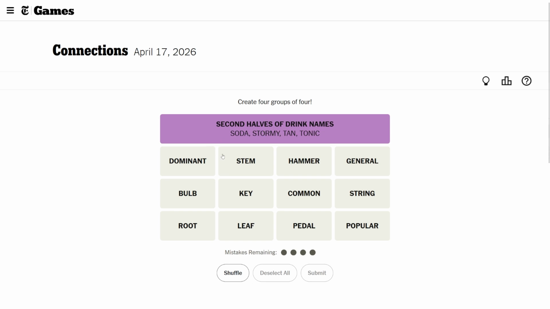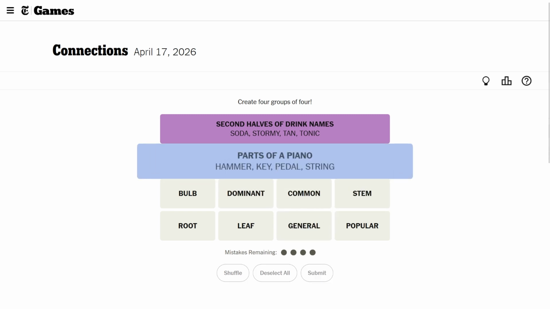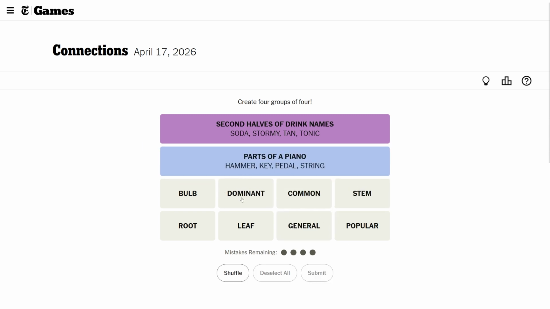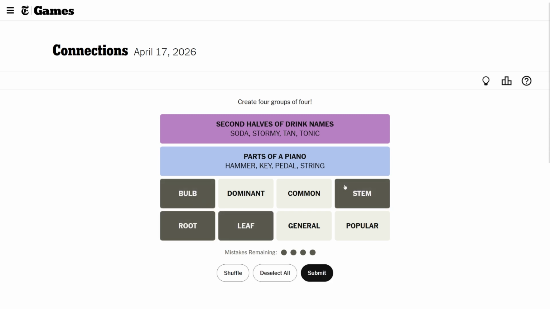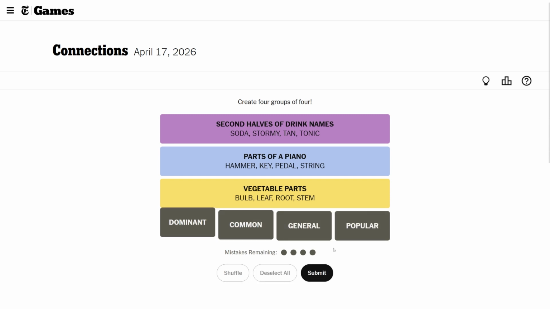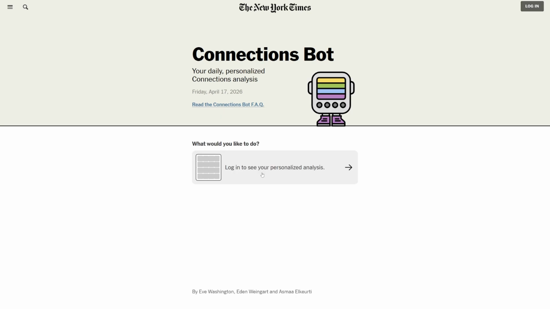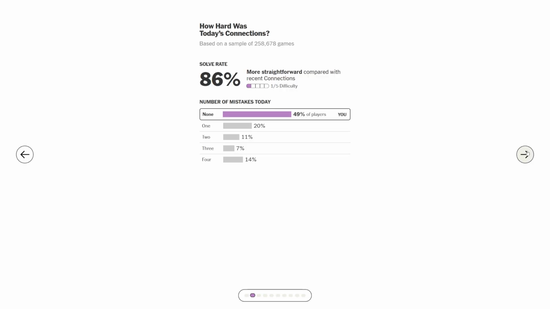All right. Maybe I'll go with the hammer, string, key, and pedal. Parts of the piano. And then leaf, bulb, root, stem. Let's try this. Vegetable parts. Okay. So no reverse rainbow. Oh well. Prevailing. There we go. Yeah, more straightforward. That's what I was expecting.